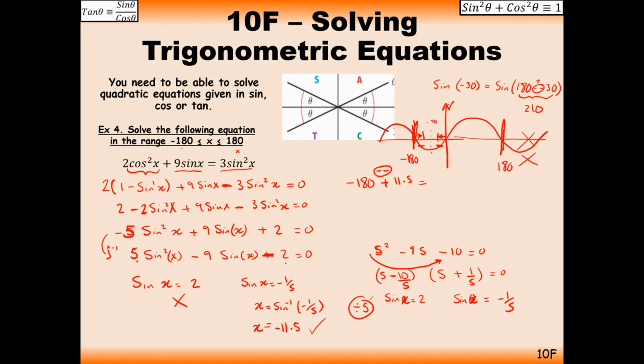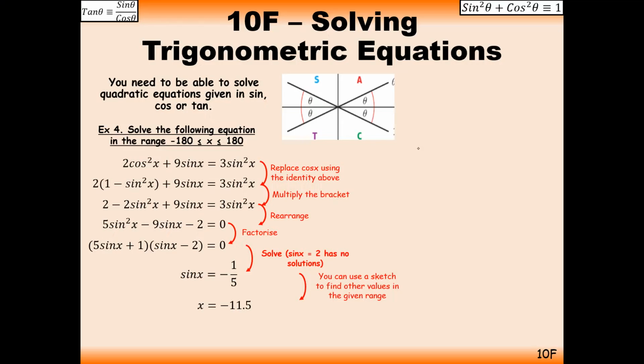So when you put that on your calculator, you are basically going to get negative 168.4, which is the other valid answer. So you say x equals, finally, minus 11.5 degrees, comma, negative 168.4 degrees. Okay, so we're going to round it to one decimal place.